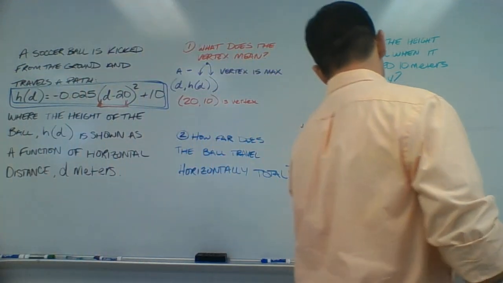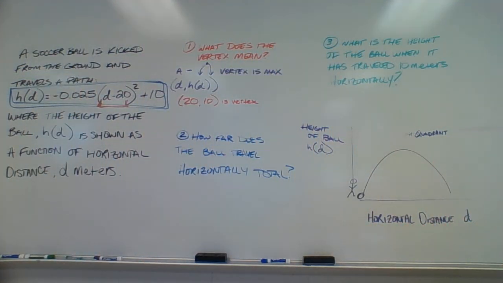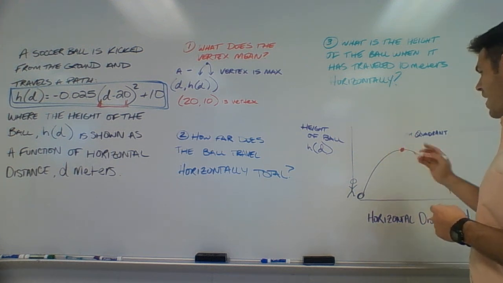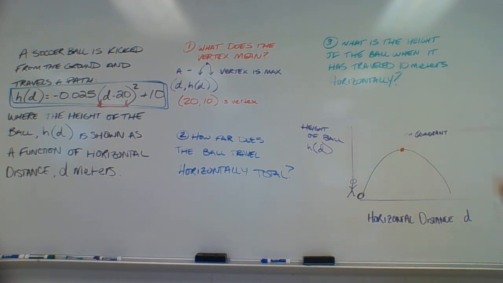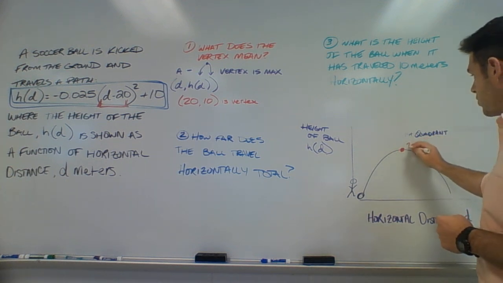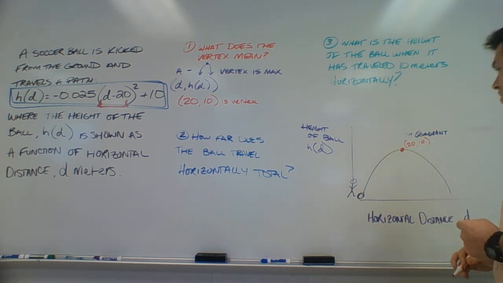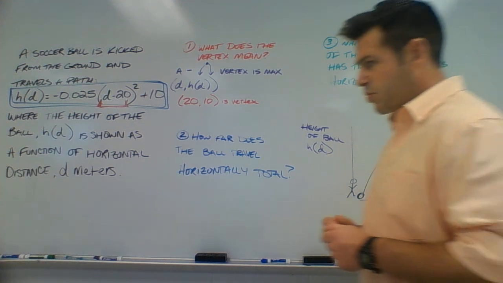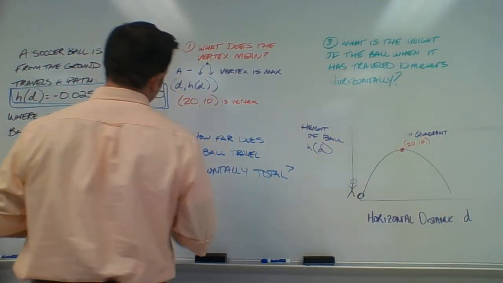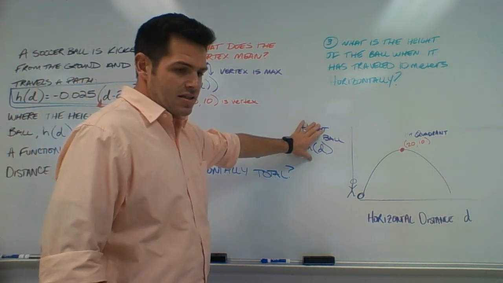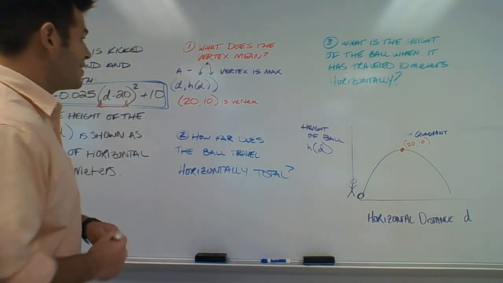So 20 comma 10 here is my vertex. Just looking at the function, no math work done whatsoever, just being able to point out the information for the vertex from the function. So right here, that point at the top, because it's a maximum, would be the point 20 comma 10. And that's the vertex there. In the context of this problem, since it's a maximum, what that means is that the height of the ball, the highest it goes up in the air, would be 10 meters.